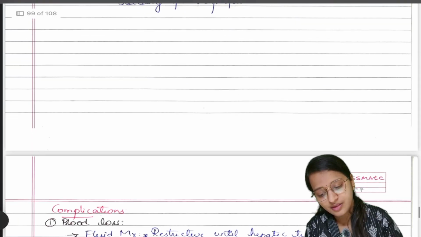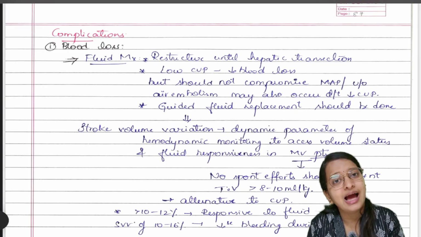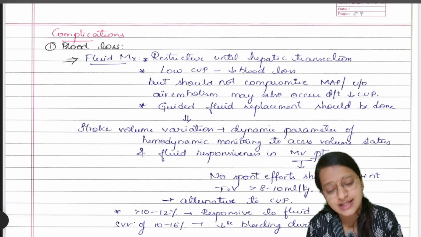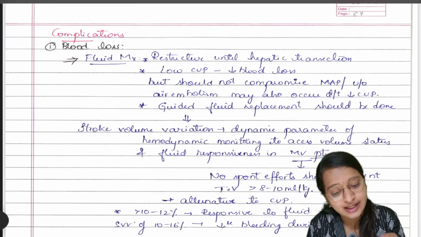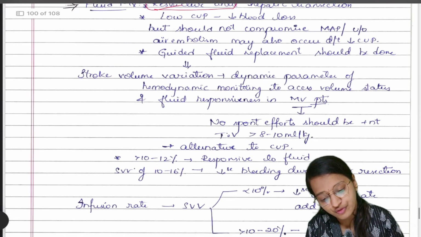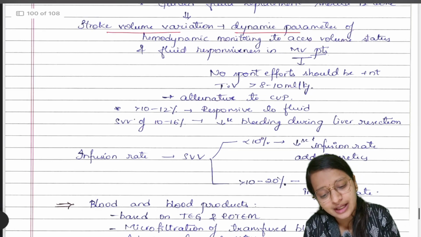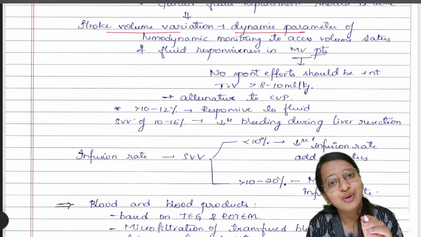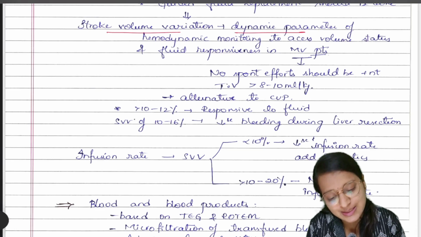Okay. So what are the complications? Firstly, blood loss. So for this blood loss, I have to manage fluid and I have to give blood and blood products accordingly. Coming to fluid management, until hepatic transection, it should be restrictive. And I have to go for stroke volume variation. It is nothing but a dynamic parameter of hemodynamic monitoring. And for this, you have to have the patient on mechanical ventilator with no spontaneous breaths.